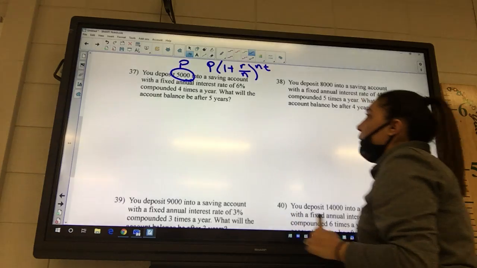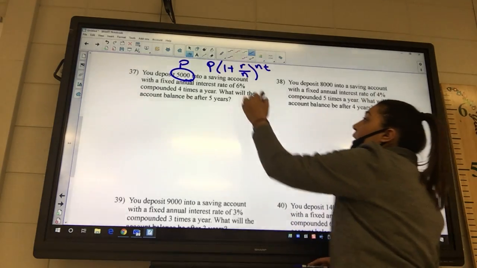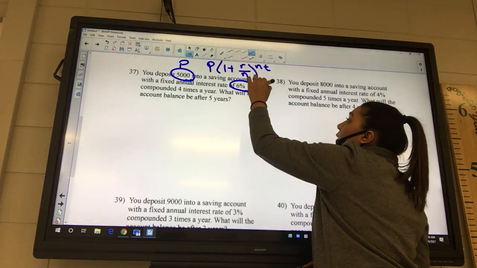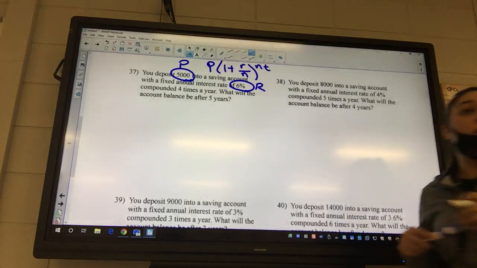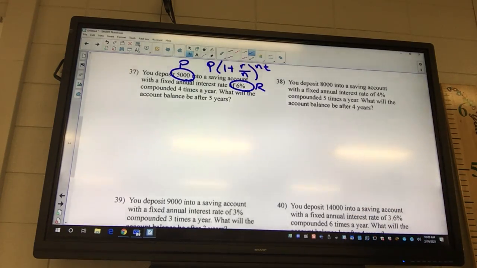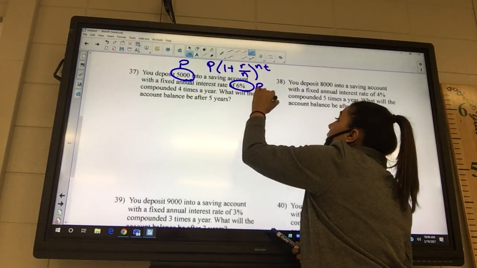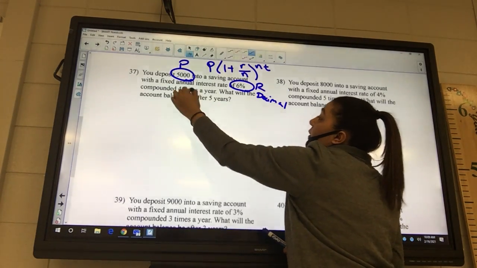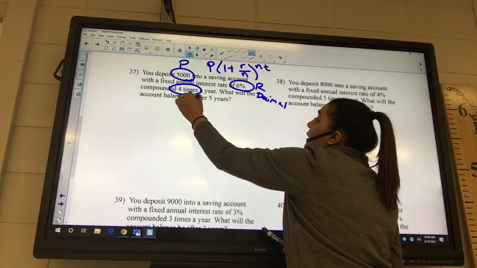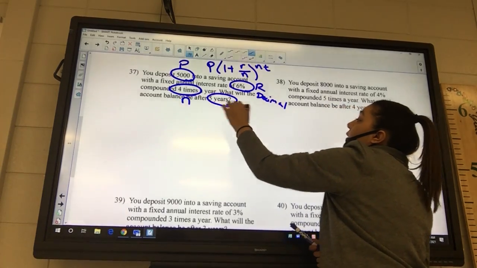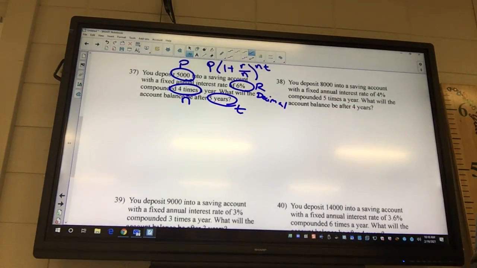What's our interest rate? 6. And what do we got to do? Need to turn it into a decimal. Okay? Needs to be a decimal. And this compounded 4 times a year is going to be our n. And then the amount of years is going to be our t.